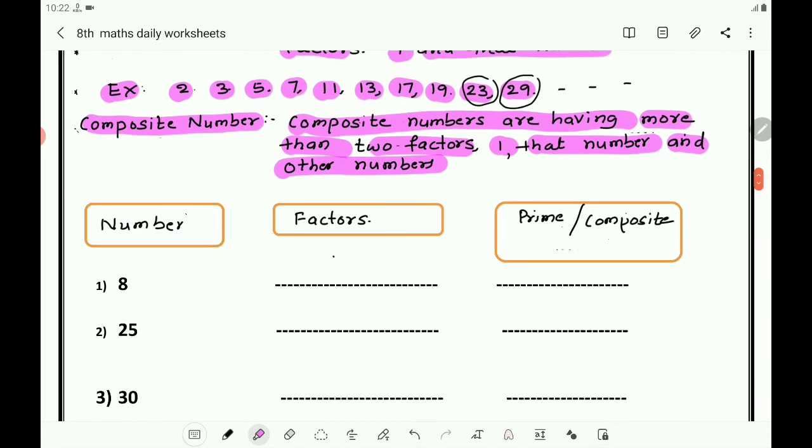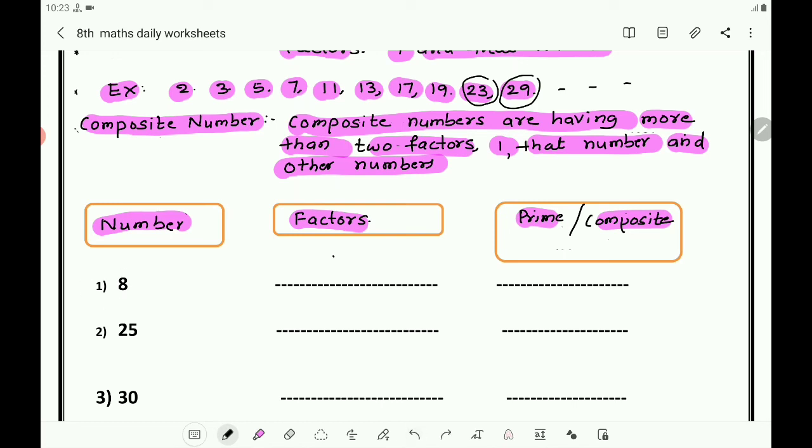So, you take a number here and its factors and verify whether the given number is prime number or composite number. So the first one, 8. What are the factors of 8?